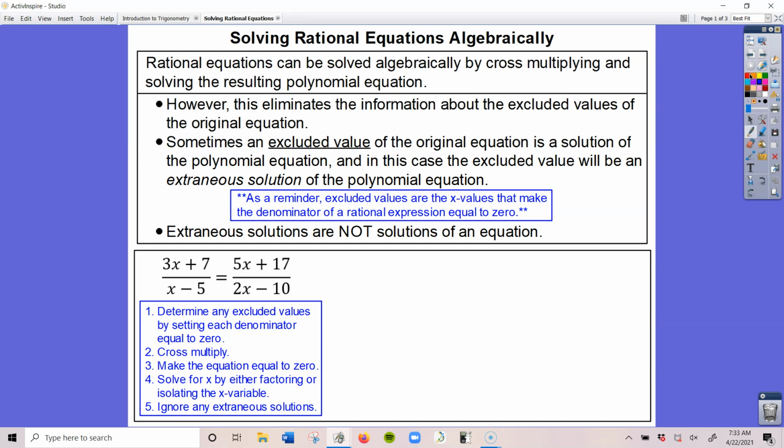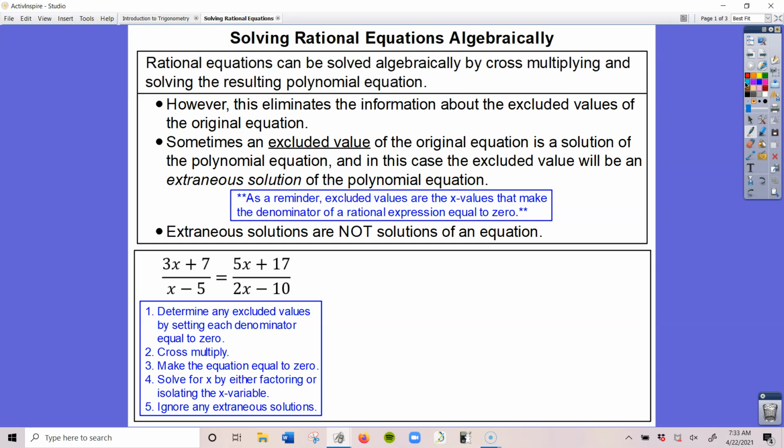Hey guys, today we're going to learn how to solve a rational equation. Now, rational equations can be solved by either cross-multiplying, or if you have a rational equation added or subtracted with another, you would have to find the LCD, perform the operation, and then solve for x, which I'm going to show you how to do both.